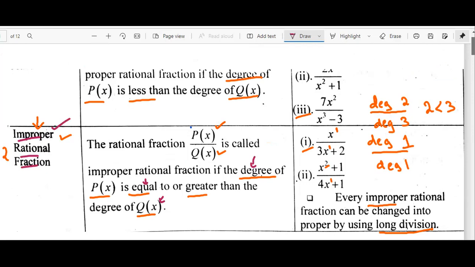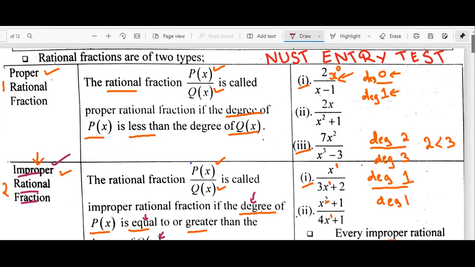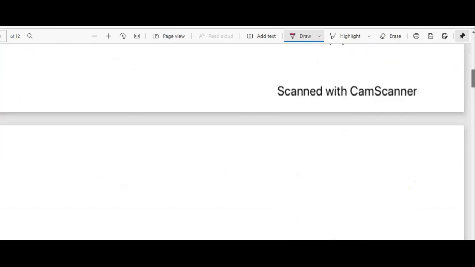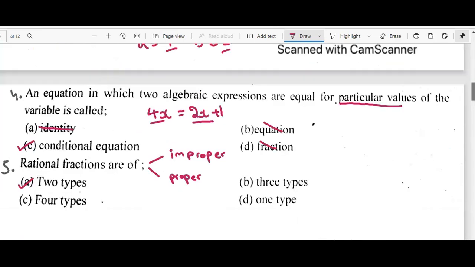So in this video, we have discussed all these contents, some basic idea about partial fractions, and then we have practiced some NET sample questions which are related to this topic, that is partial fractions.